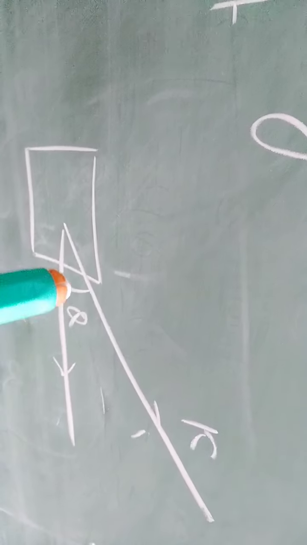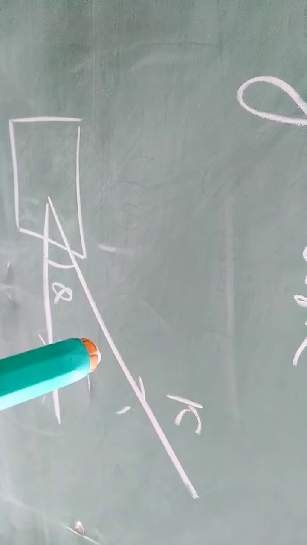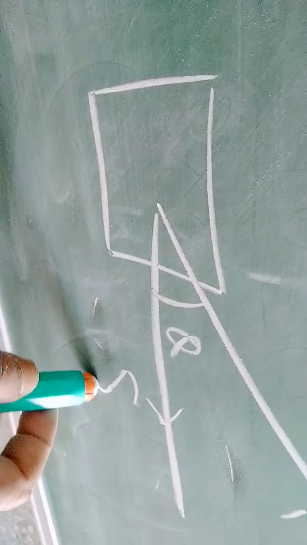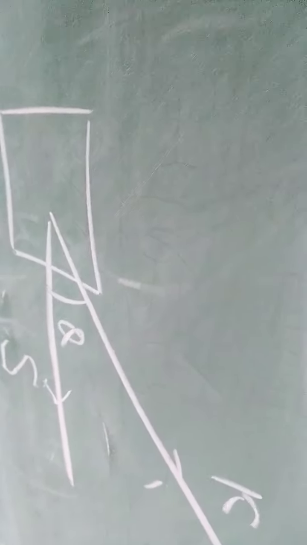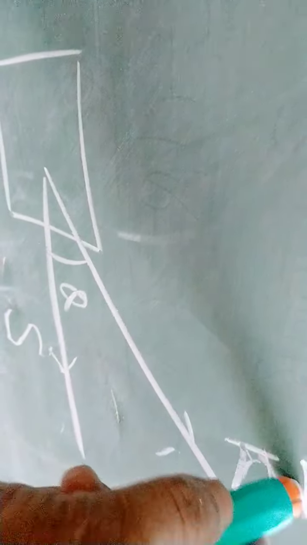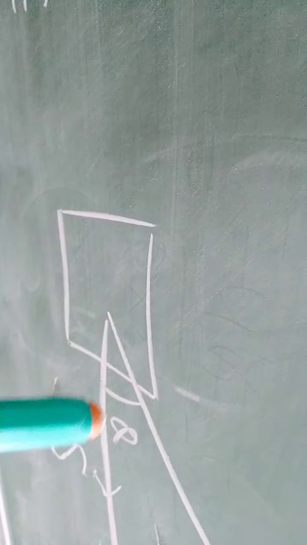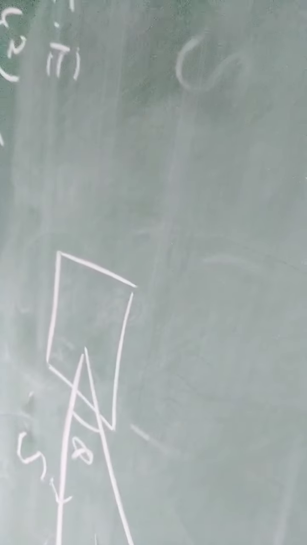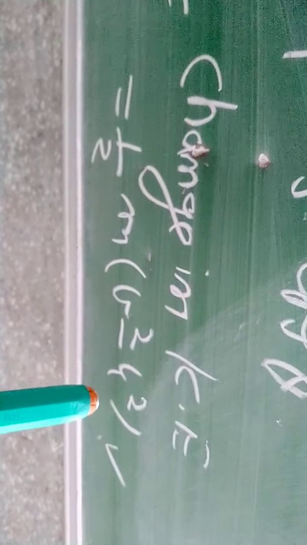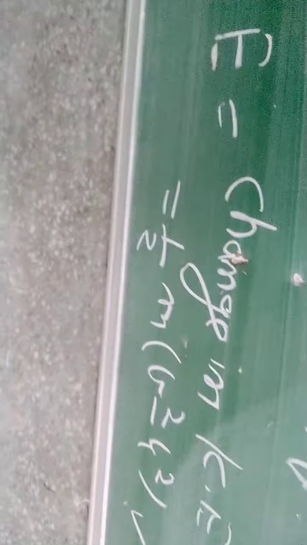It is in the case when force is acting in this direction, and this is the displacement in this direction. The angle between force and displacement is theta. So work done is equal to Fs cos theta, right? Energy is equal to change in kinetic energy. We can calculate it as half m (v square minus u square). Okay, this one.